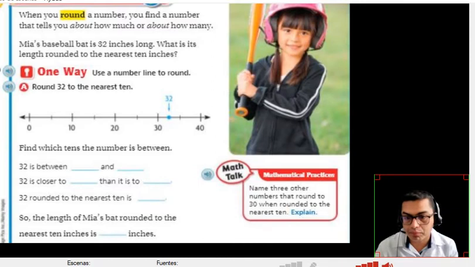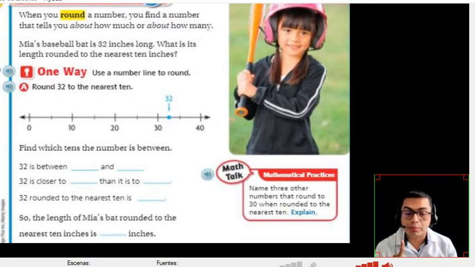For example, vamos a trazar una línea como la que vemos aquí en el libro. En esa línea vamos a trazar los números 0, dejamos un espacio 10, 20, 30, 40. En este caso, en esa línea vamos a ubicar el 32. Podemos ver que el 32 está ubicado.